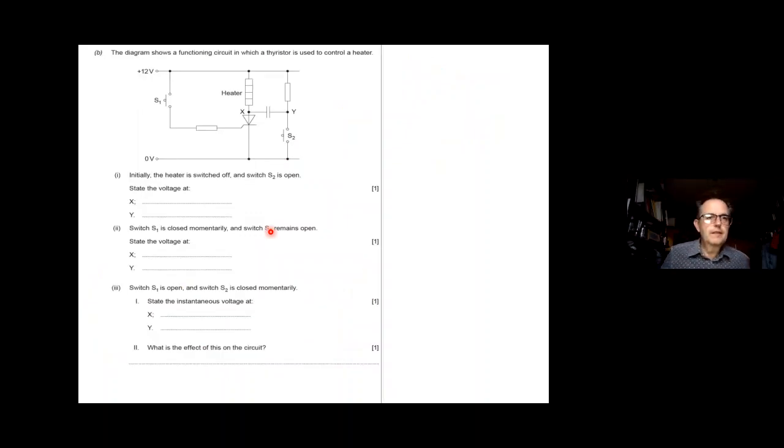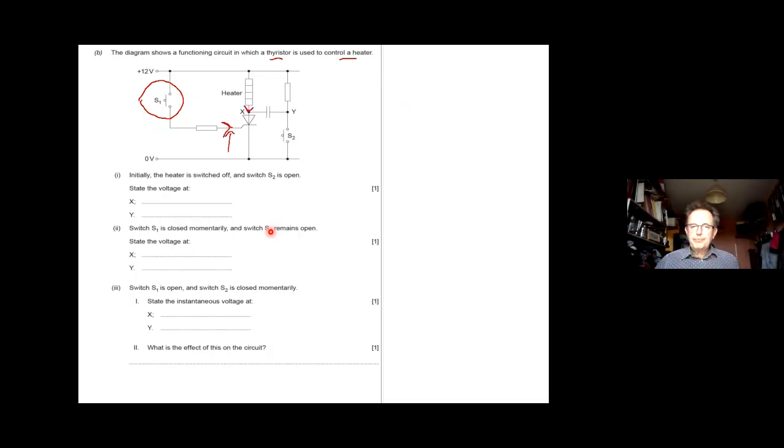Brilliant, fantastic. Okay, let's have a quick look at this one. We've got a thyristor. Now, this one is being used to control a heater, but we have something special as well. That switch there will turn the thyristor on, providing the conditions are right. Current comes down, boom, the heater is heating up, whatever it's meant to be doing.